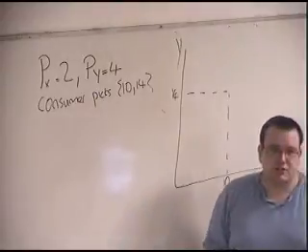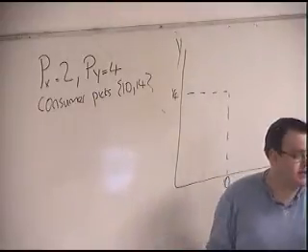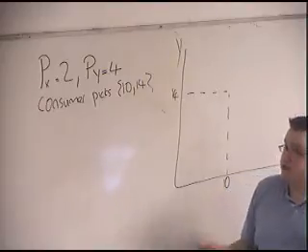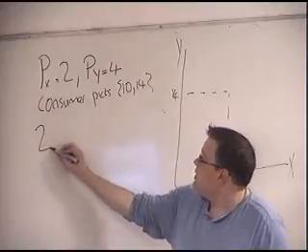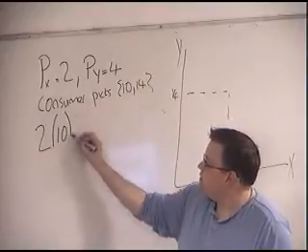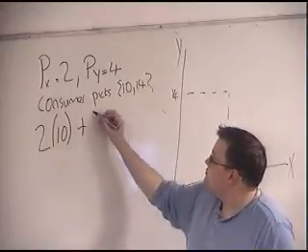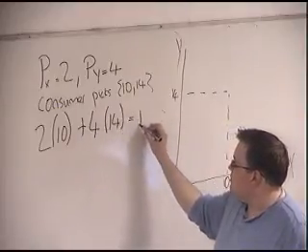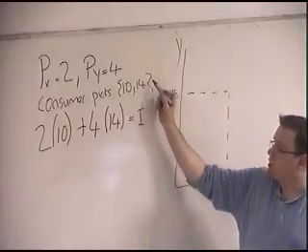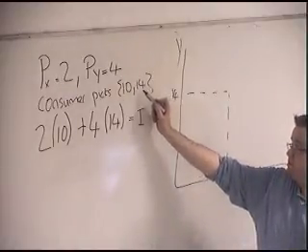Okay, so this is the bundle that maximizes the utility, and the bundle that maximizes his utility has to lie on his budget curve, right? So we know that 2 times 10 plus 4 times 14 is equal to income, okay? So we know that this bundle has to satisfy the budget constraint.